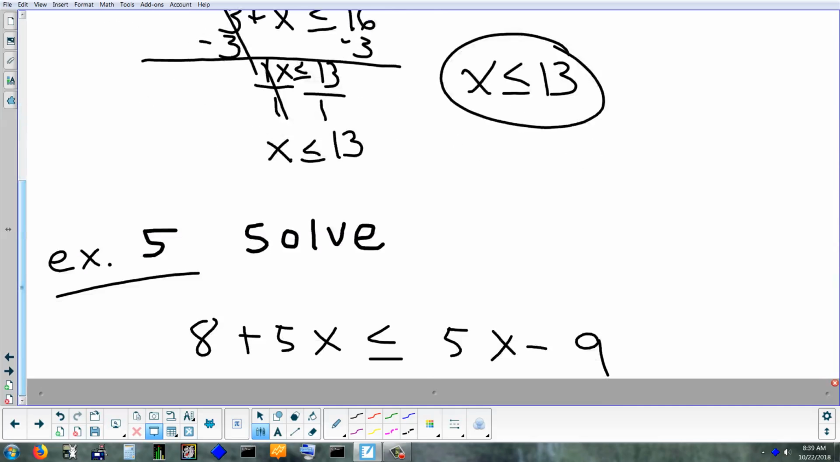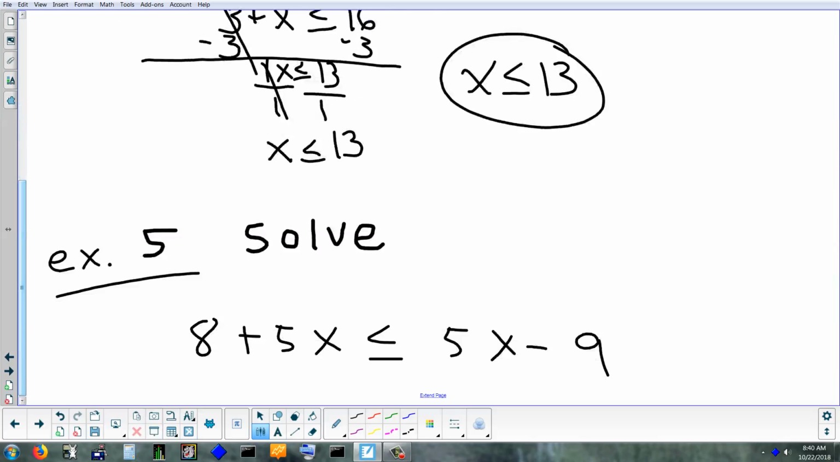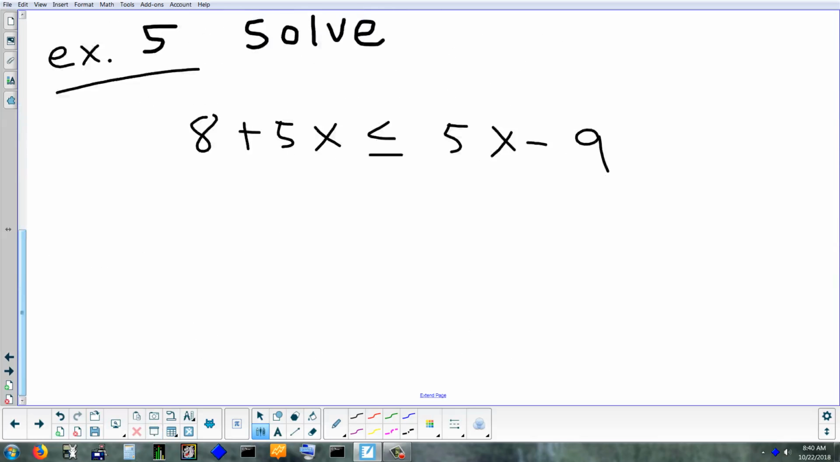Do you guys have an example 5 on yours? Yes, you do. All right, so this one, again, variables on both sides. But we have a problem though. Why? Because it's supposed to be a letter before number.